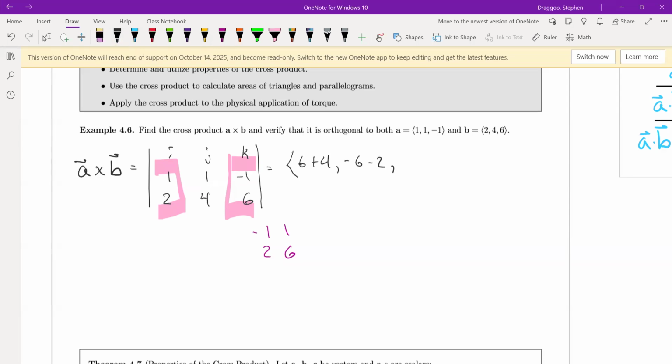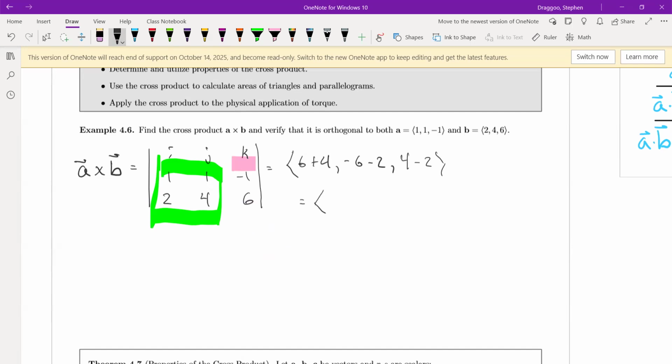And then, well, we've got one more of these to go, right? For the K column, I again have a nice block, so I'll go multiply these together. 1 times 4 minus 1 times 2. I believe that's 4 minus 2. And I'm sure someone will catch me if I got any of those numbers wrong. But setting that all up, 6 plus 4 is 10. Negative 6 minus 2 is negative 8, and 4 minus 2 is 2.